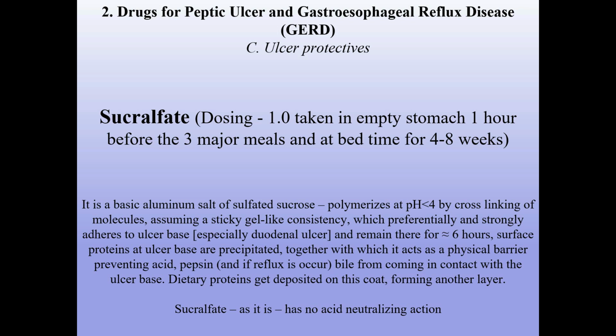It is a basic aluminum salt of sulfated sucrose, polymerizes at pH less than 4 by cross-linking of molecules, assuming a sticky gel-like consistency, which preferentially and strongly adheres to the ulcer base, especially duodenal ulcer, and remains there for 6 hours. Surface proteins at the ulcer base are precipitated, together with which it acts as a physical barrier preventing acid, pepsin, and, if reflux occurs, bile from coming in contact with the ulcer base.